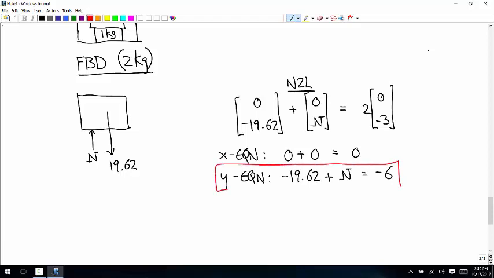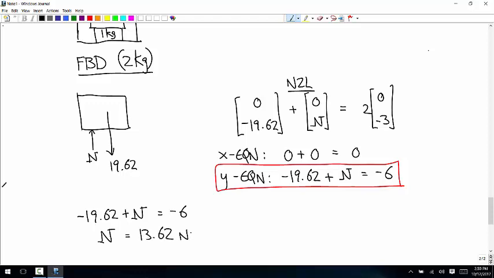So this is the one that's useful this time. So negative 19.62 plus N is equal to negative 6. So N is equal to positive 13.62 newtons.